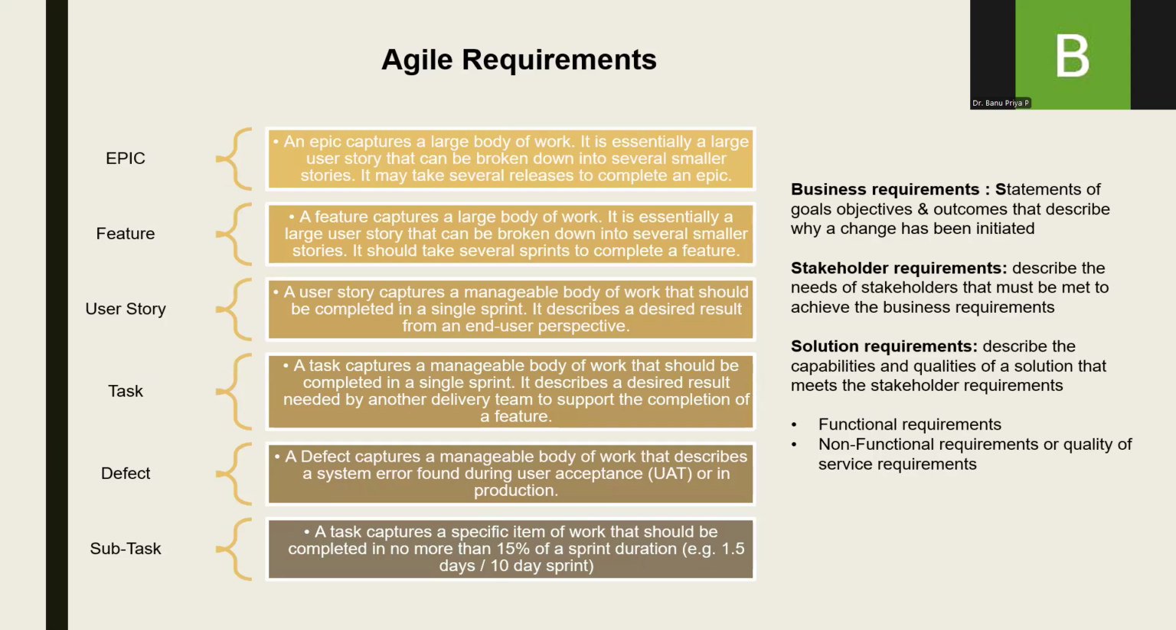Now, let us discuss Agile requirements. If you see Agile, it requires first an epic. What is an epic? A larger body of work. A larger body of work is an epic. Next, what are features? Features are characteristics, and it should take several sprints to complete a feature.